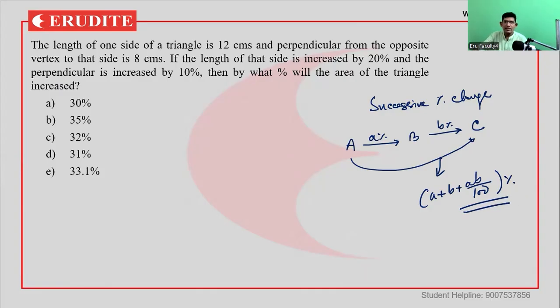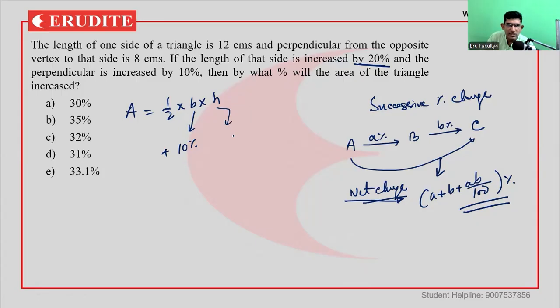Now I can apply the same successive change formula for this situation also. Okay. So first, area is equal to half into base into height. So here the question says the base, or the length, is increased by 20%, and the height, or the perpendicular, is increased by 10%.